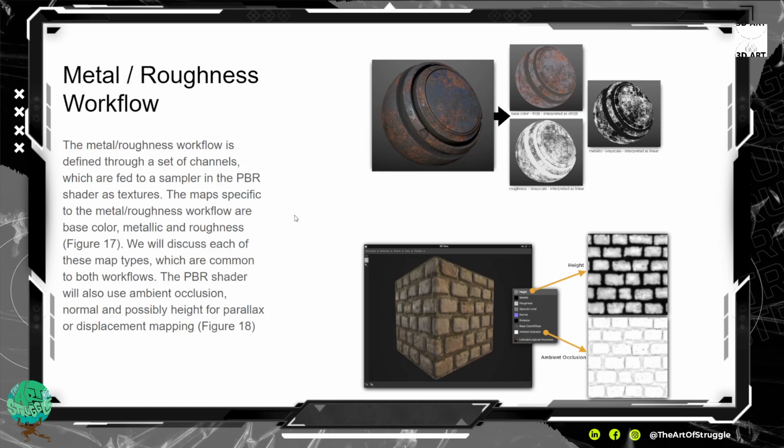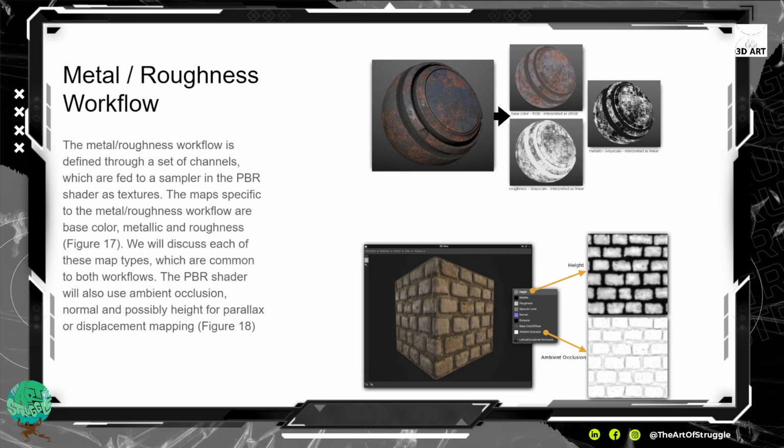All right. So the metal roughness workflow is defined through a set of channels which are fed to a sampler in the PBR shader as textures, right? I think Blender has its own PBR shaders. 3ds Max, I know, has its own PBR shaders. Unreal, pretty much everybody has gotten around to creating their own PBR. So all you need to do is author the maps, export them, bring them into whatever software you're using, and then plug those bad boys in. All right.